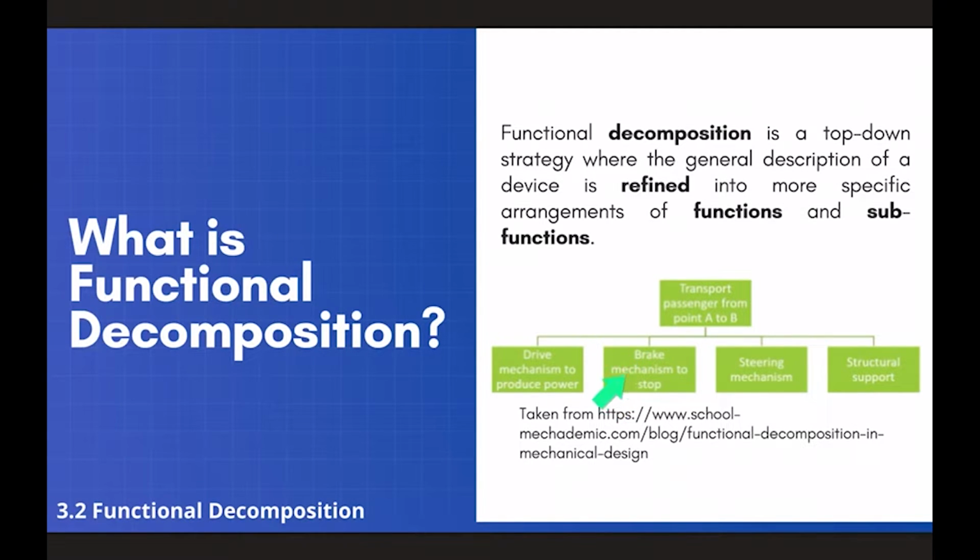So there should be a sub-function related to a mechanism to produce power, and then the second sub-function in this machine should be the brake mechanism to stop. Then there is a sub-function related to the steering mechanism for controlling the direction of the transport, and a sub-function in terms of structural support, to support all of these, such as the drive mechanism, brake mechanism, and steering mechanism located on this machine.